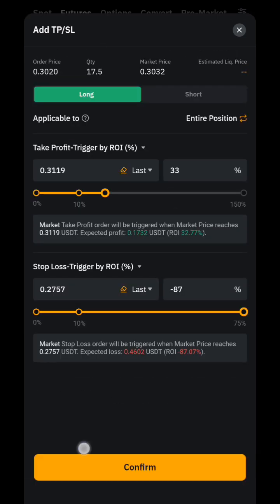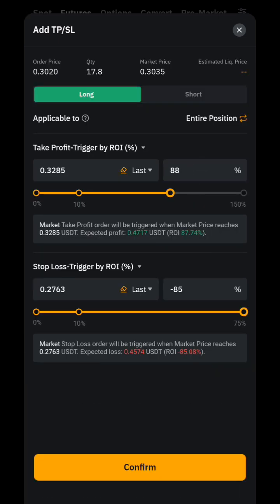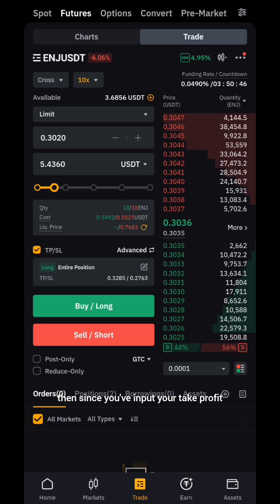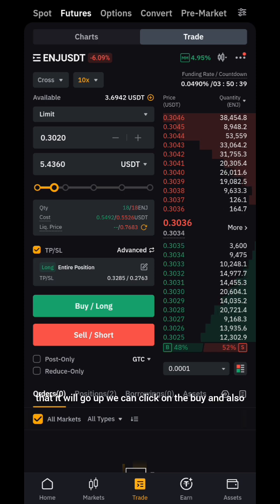Then you confirm here. I'm just using the percent because I can remember the percent well. So let's click on the confirm button. Since you've input your take profit and stop loss, you can then click on buy. Since you are longing it, you are buying it, believing it will go up, so you click on buy.